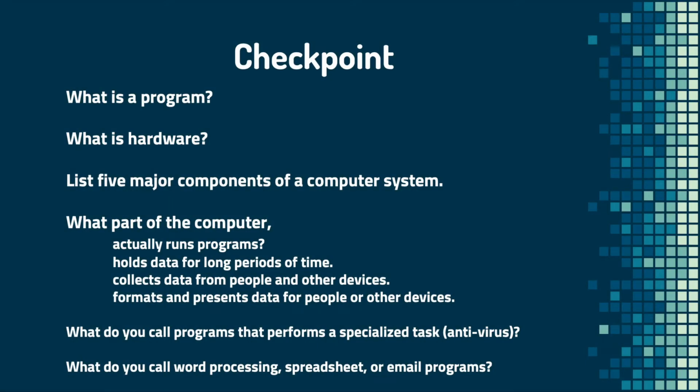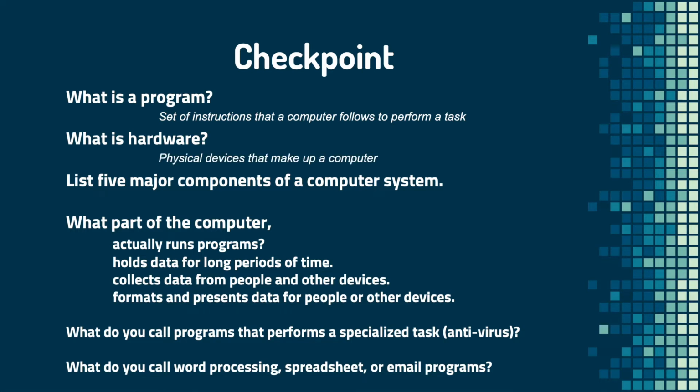Before we go any further, we can ask these questions. The first one is, what is a program? A program is a set of instructions that a computer follows to perform a task. After that, what is hardware? Hardware is the physical devices that make up a computer. If we wanted to list the 5 major components of a computer system, we have our CPU, we have RAM, we have secondary storage, which includes our hard drives, our solid-state drives, and such. We also have our input devices, and we have our output devices.